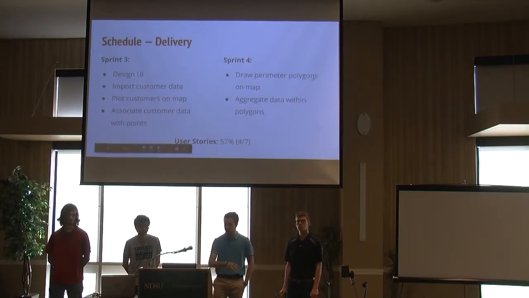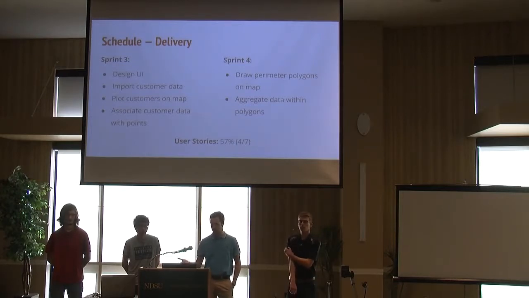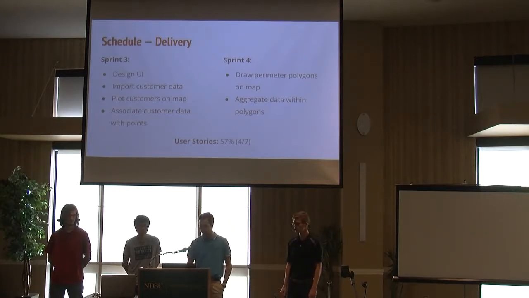And our schedule from midterm to delivery, we planned on designing our UI in Sprint 3, importing the customer data, plotting the customers on the map, and associating the customer data with the markers, just like we did with the branch data, same process. And then finally in Sprint 4, we were going to implement our sales analysis tool, which allows the user to draw a perimeter polygon on the map and then aggregate the data within the polygon to show any data related to the markers within that polygon, which we'll show you later. And then the remaining 4 of the 7 user stories were in Sprint 3 and Sprint 4.